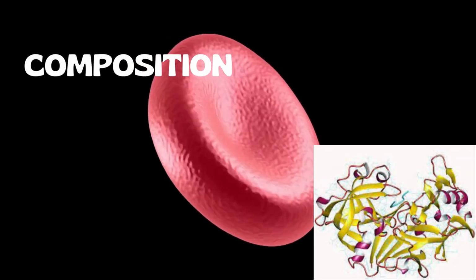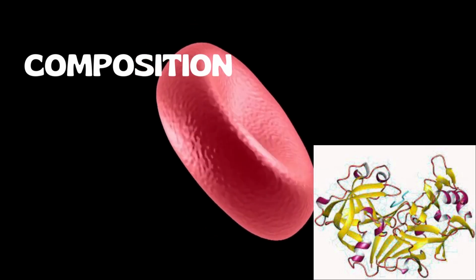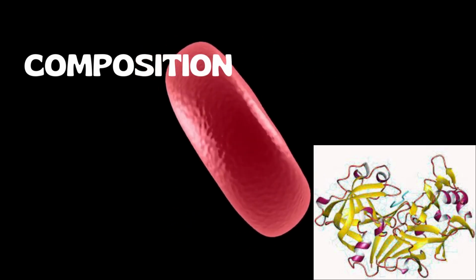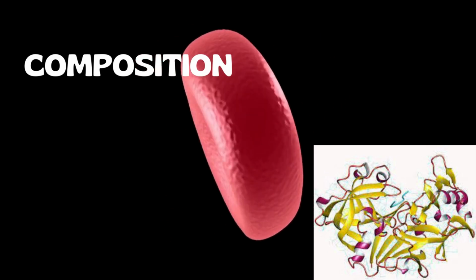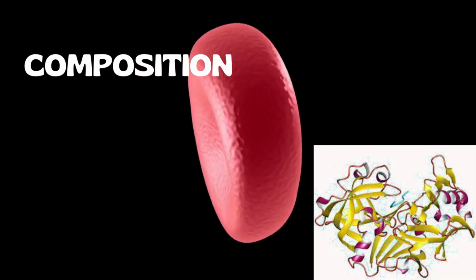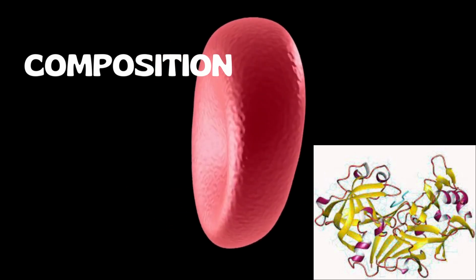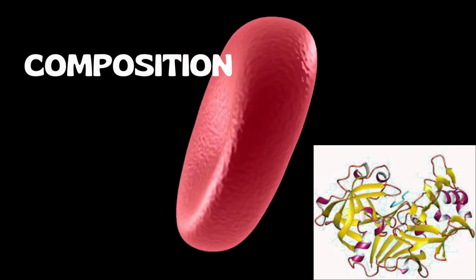Let's discuss composition. 95% of the cytoplasm of a red blood cell is the red pigment called hemoglobin. That's why they look red. They have the red pigment called hemoglobin, and its percentage is 95%. And the remaining percentage is 5%. It consists of enzymes, salt, and other proteins.